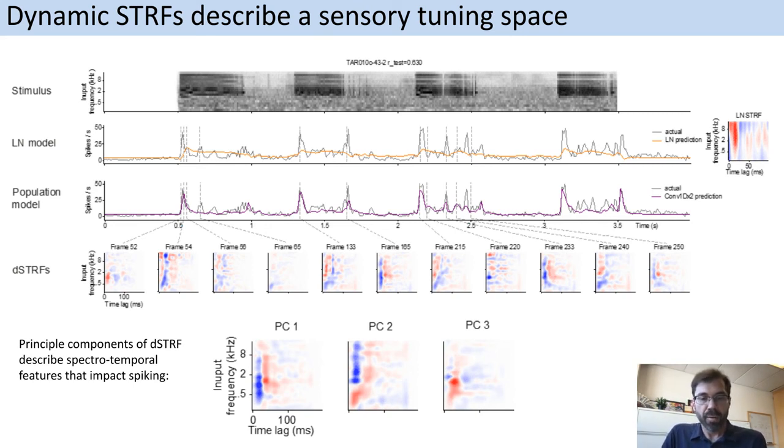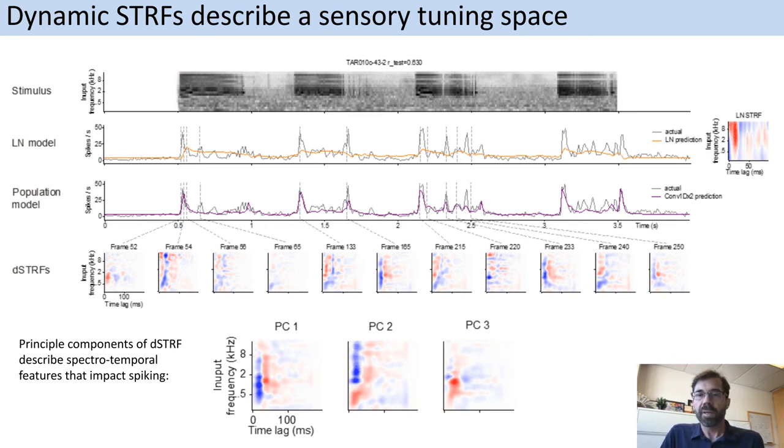And so what you might notice is that the pattern of activation, the red and blue areas that indicate excitatory and inhibitory tuning, are changing from moment to moment. And so what this illustrates is that while the LN STRF shows a single pattern of activation, this neuron is actually responding to different spectro-temporal patterns at different points in time.